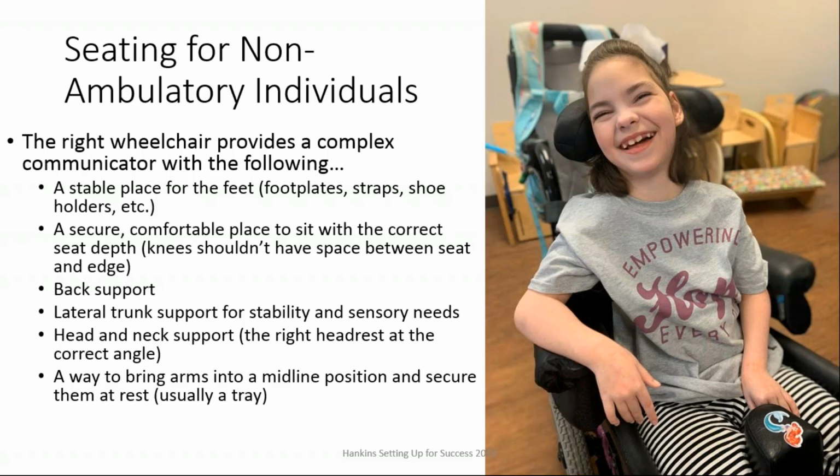They need good back support and lateral trunk support for stability and sensory needs. They might need head and neck support and the right headrest at the correct angle. And then additionally, to continue to break up potentially high muscle tone, they might need a way to bring their arms into a midline position and secure them at rest. And that's usually with a tray.